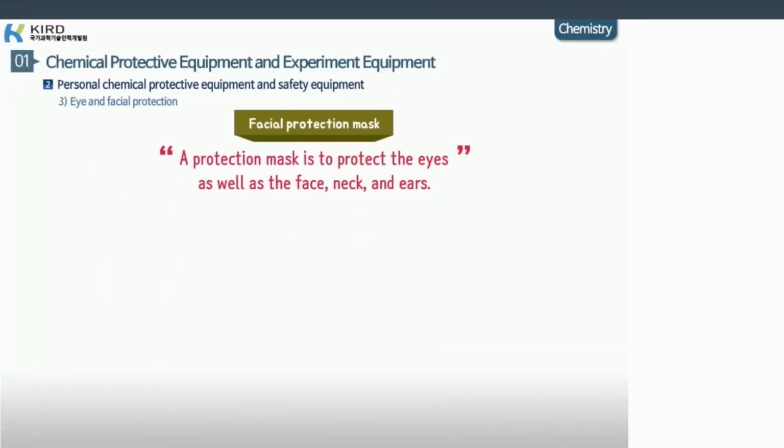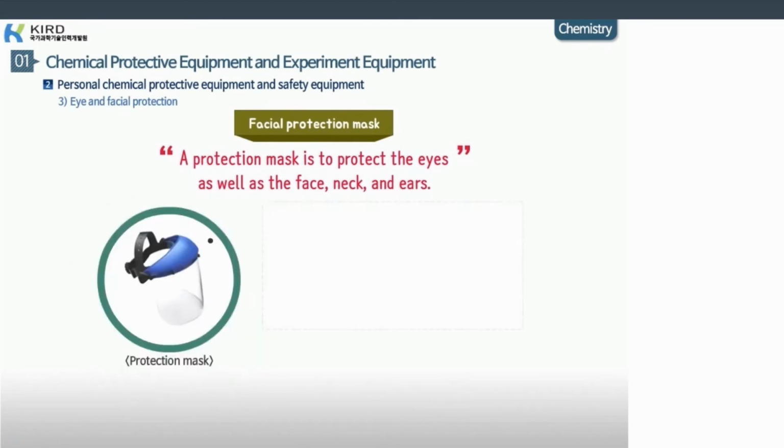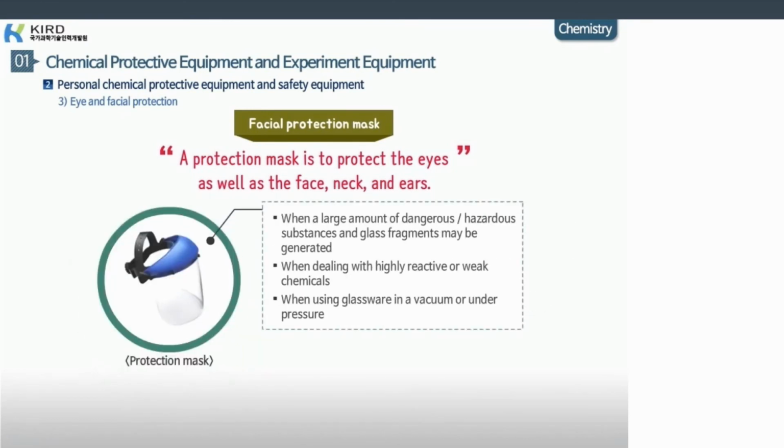A protection mask is to protect the eyes as well as the face, neck, and ears. A protection mask is used if a large amount of dangerous or hazardous substances and glass fragments may be generated. A protection mask is used when dealing with a highly reactive or weak chemical and when using glassware in a vacuum or under pressure.